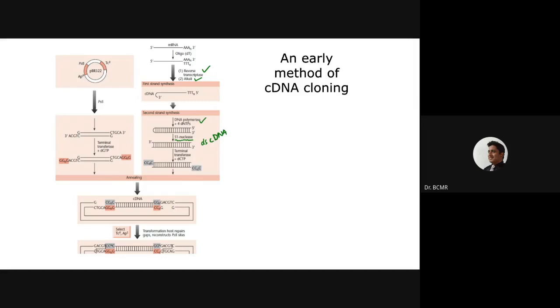Double-strand cDNA. And now to clone it into a vector, we could use homopolymer tailing. I hope you remember that. Terminal transferase is added and dGTP is added here so that on the 3' overhang that is generated by PstI, multiple Gs are added on both the strands at the 3' ends. And similarly, the cDNA is treated with terminal transferase and dCTP.